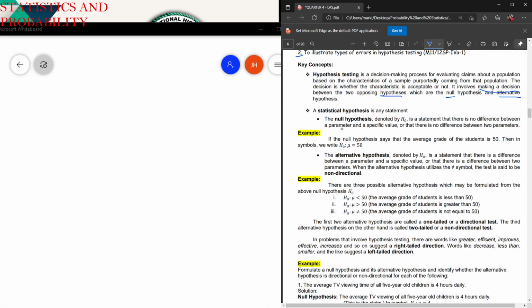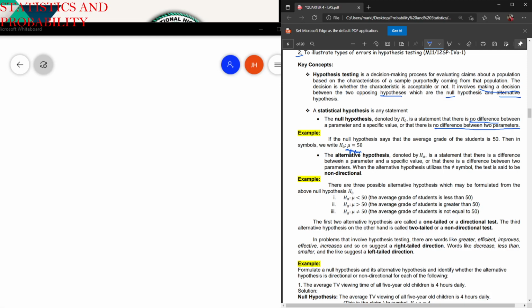So what is a null? The null hypothesis, denoted by H sub O, is a statement that there is no difference between a parameter and a specific value, or that there is no difference between two parameters. So when you say null, again, no difference. Say for example, if the null hypothesis says that the average grade of the students is 50, then in symbols we write the null hypothesis: the mean is equal to 50. Remember, this is the population mean.